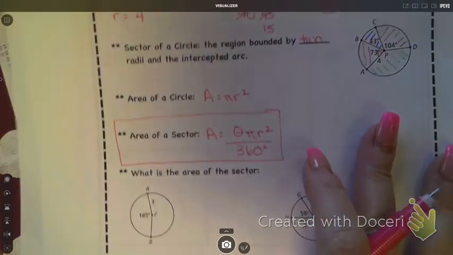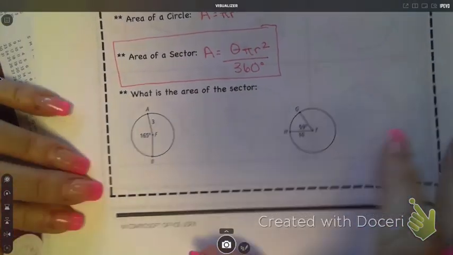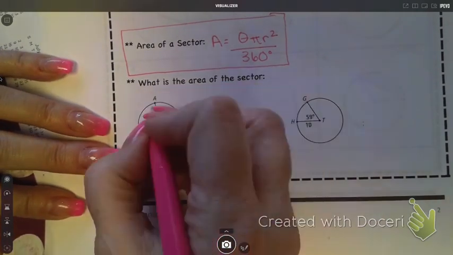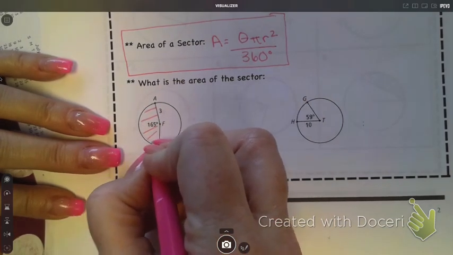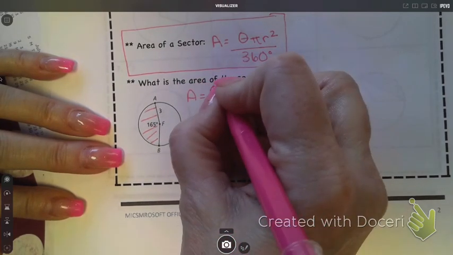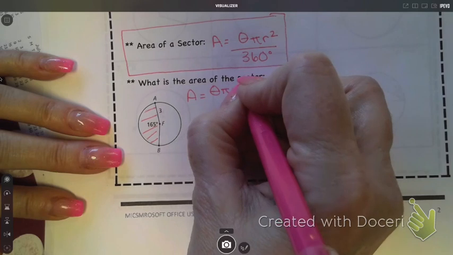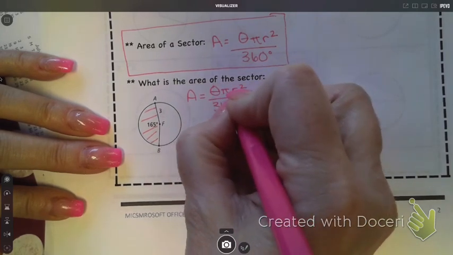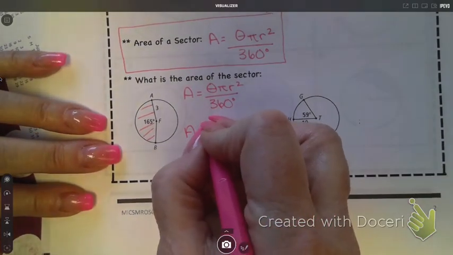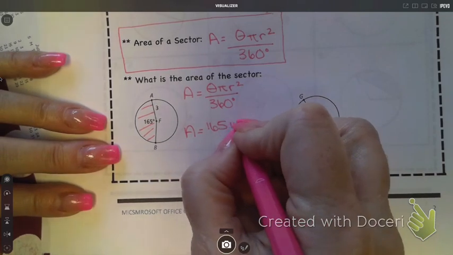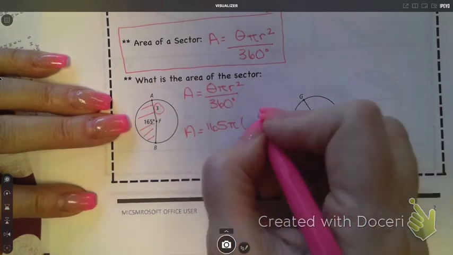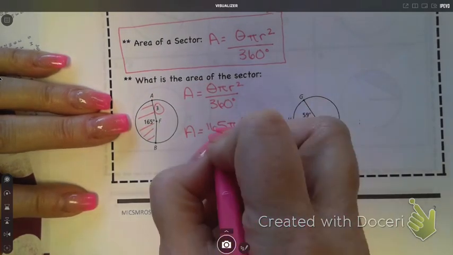Okay, so what is the area of the sector? So I have 2 sectors here, but since I only have an angle for one of them, we're talking about which one? This one over here, right? So our formula is area equals theta times pi times r squared over 360. So what's theta? 165. 165 pi and r squared. So what's r? 3. 3 squared is 9. 9 over 360.